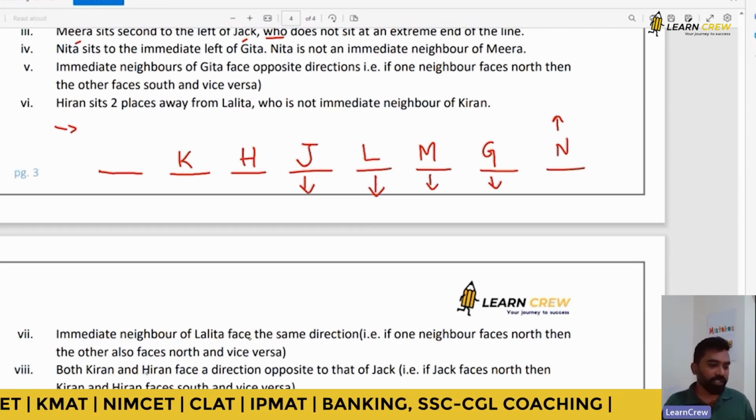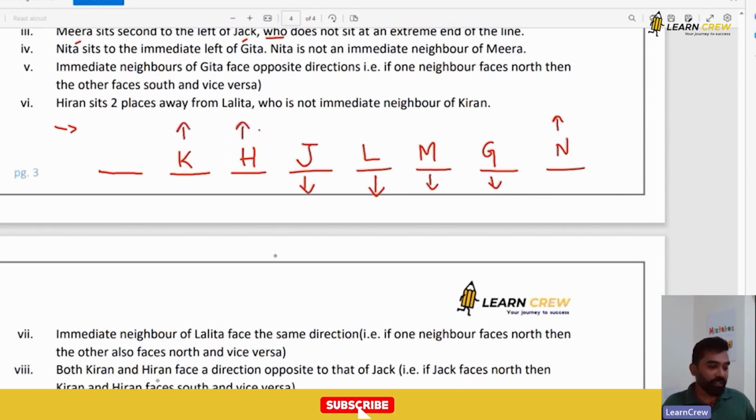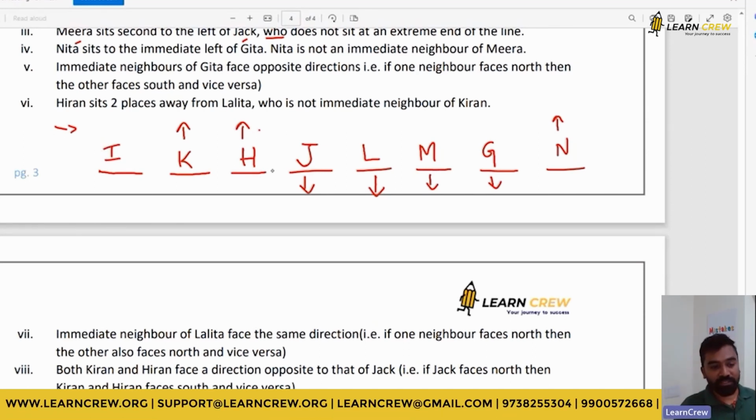Next, both Kiran and Hiran face a direction opposite to that of Jack. So Jack's direction is this. Both Hiran and Kiran face the opposite of Jack. Jack's direction is south, so these 2 people are facing north. Then the last person left out is Iqbal. Iqbal is left. So this becomes your arrangement. Fine.